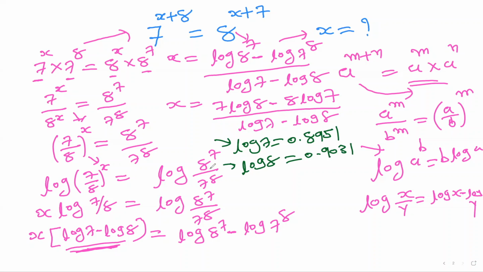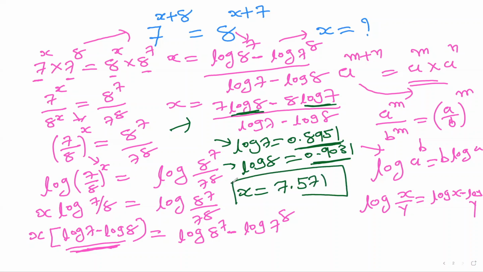Now, in this x expression, wherever there is a log 8, you substitute 0.9031. And wherever there is a log 7, you substitute 0.8951. And when you work it out using that, you'll get x equal to 7.571, which is your final answer, guys.